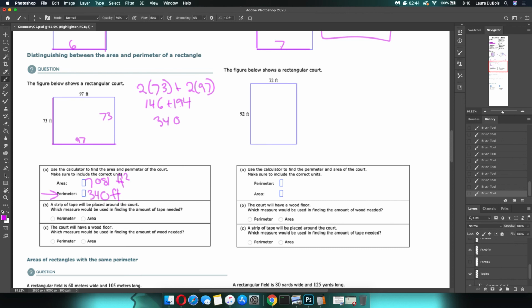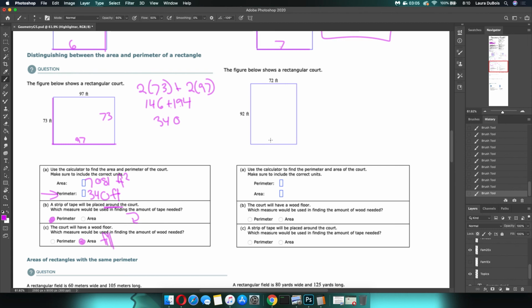All right, the strip of tape will be placed around the courtyard. Around is your keyword. That's going to be the perimeter. The courtyard will have a wood floor, which means the entire space. So what you're looking for, around means you're tracing your way. Having the wood floor means you're filling it in. So this one is going to be area.